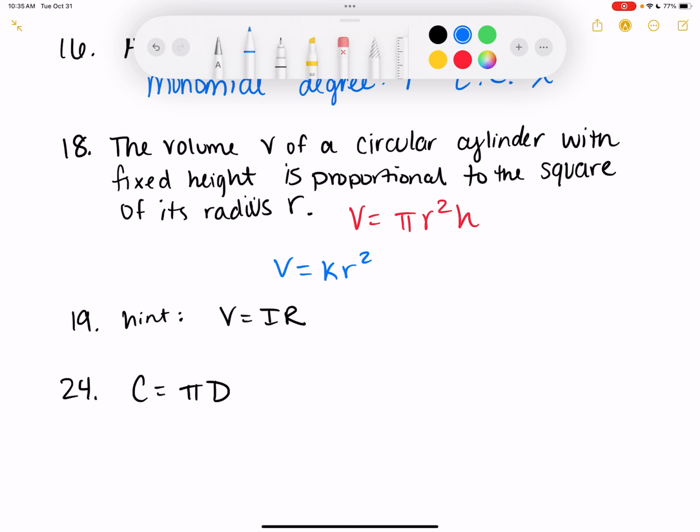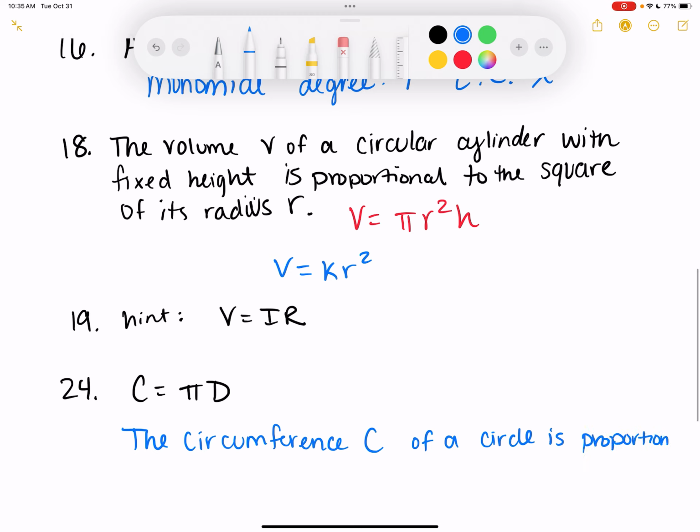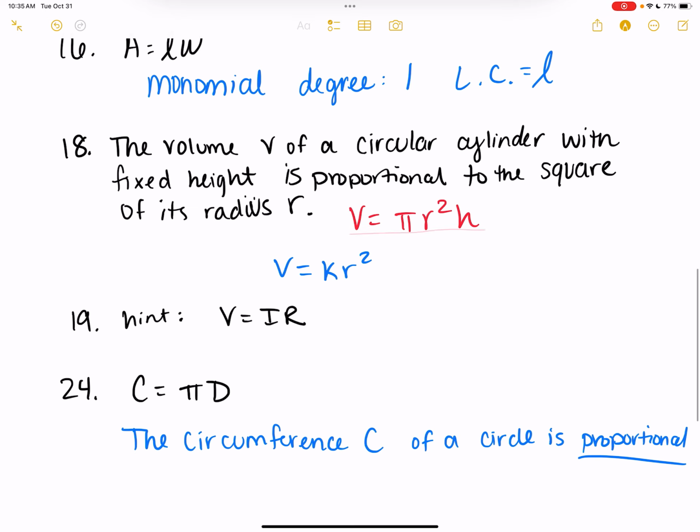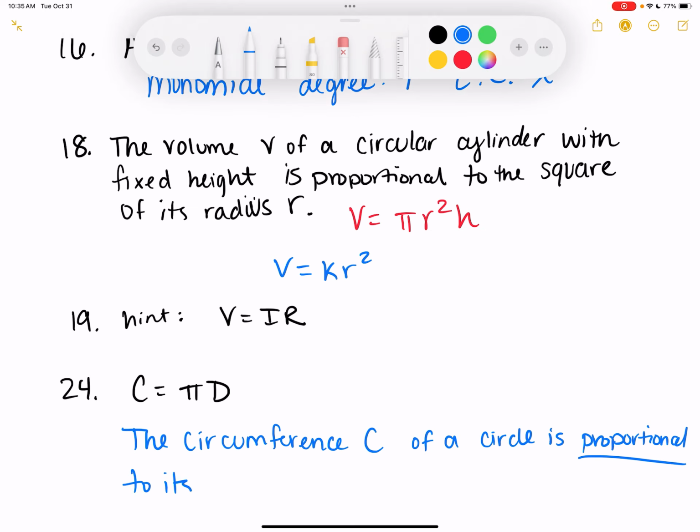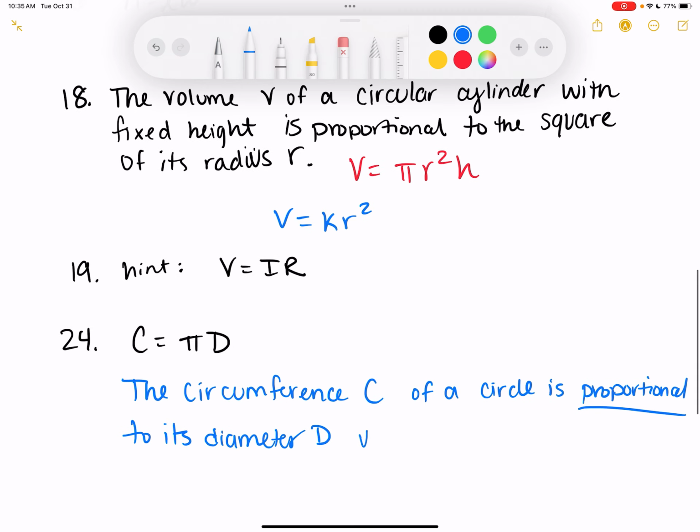So we would officially say the circumference C of a circle is proportional, so that's the key word there, to its diameter, d, with the constant of variation, pi.